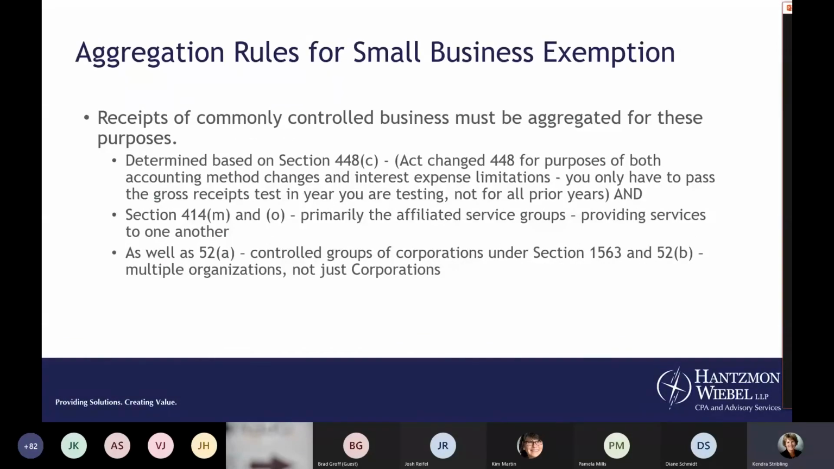So receipts of commonly controlled businesses must be aggregated for Section 163(j) purposes. It's determined based on Section 448(c) and Section 414(m) and (o), primarily the affiliated service group rules, where businesses are providing services to one another, as well as 52(a), controlled groups of corporations under 1563, and 52(b), which covers multiple organizations, not just C corporations.